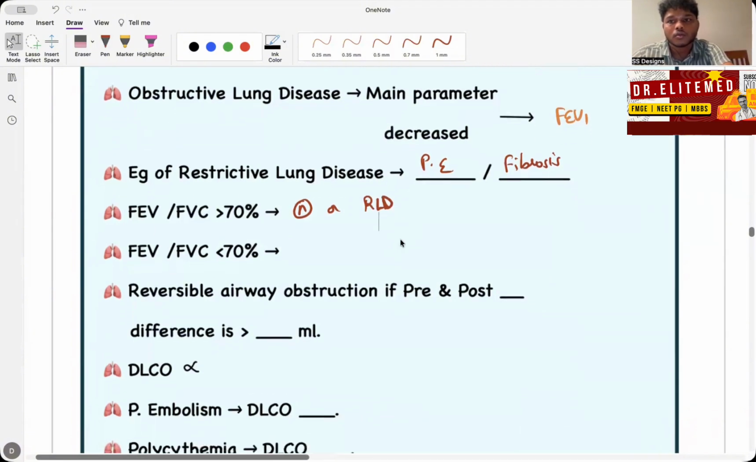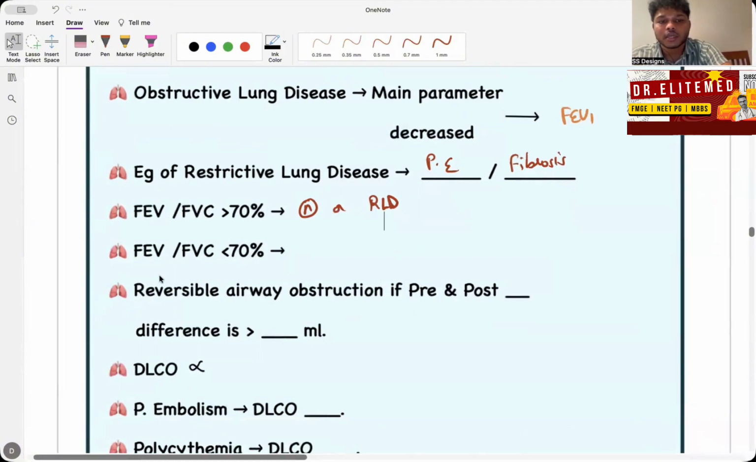Right. So what about if FEV1 by FVC is less than 70? Obstructive lung disease.